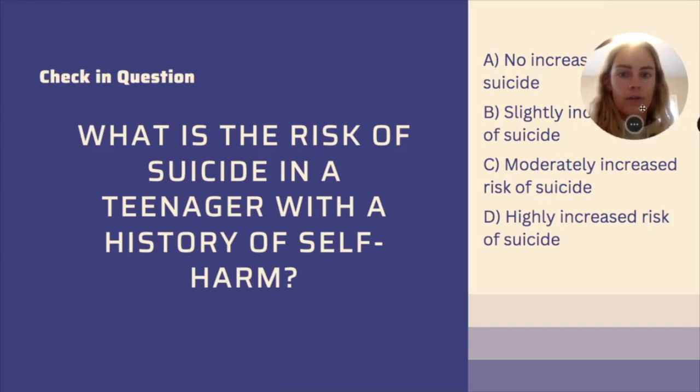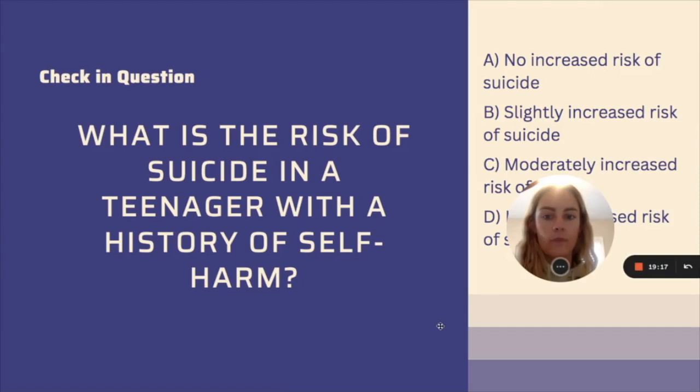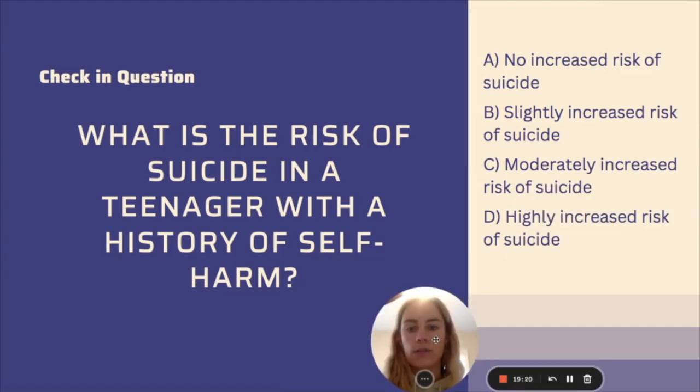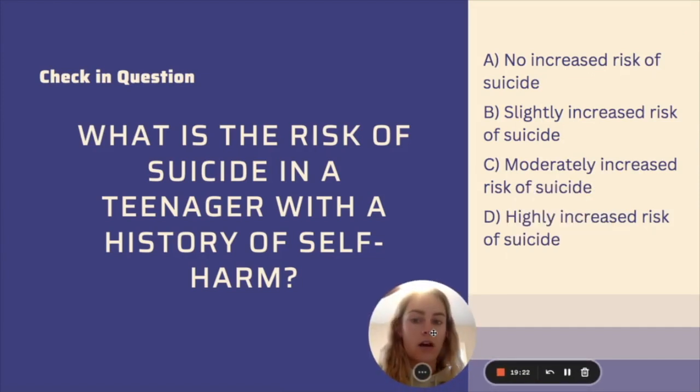So now we are going to do a check-in question. What is the risk of suicide in a teenager with a history of self-harm? A, no increased risk of suicide. B, slightly increased risk of suicide. C, moderately increased risk of suicide. Or D, highly increased risk of suicide. And I will give you guys about 30 seconds to think of your answer, use what we've learned so far to come up with your best guess.